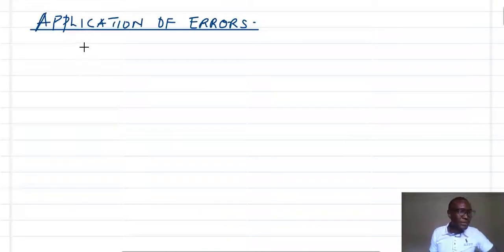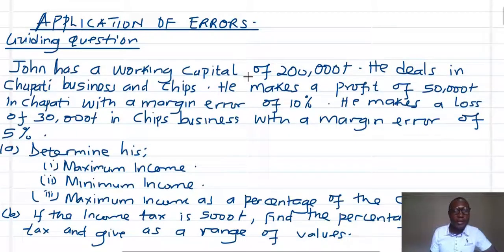Application of errors, and we are going to have a guiding question here. John has a working capital of 200,000 shillings. He deals in Chapati Business and chips. He makes a profit of 50,000 shillings in Chapati with a margin error of 10%. He makes a loss of 30,000 shillings in chips business with a margin error of 5%.